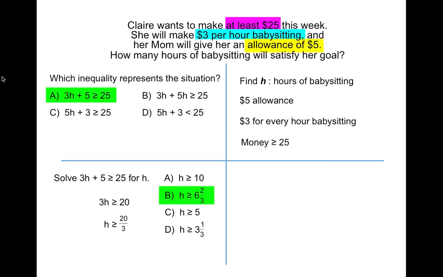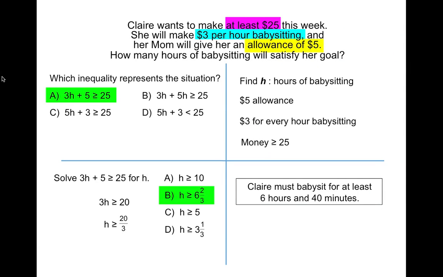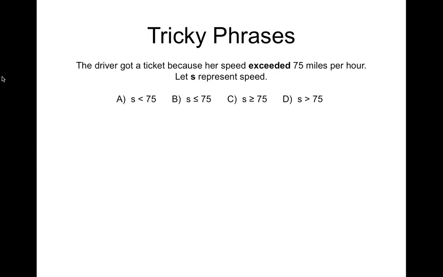We want to make sure we answered the question. Claire needs to babysit for at least 6 2/3 hours, which we could also write as 6 hours and 40 minutes. Some phrases and word problems lead to an obvious inequality, but some are a little trickier. It's important to understand what the statement is saying, compare the two values, and decide which one has to be bigger.